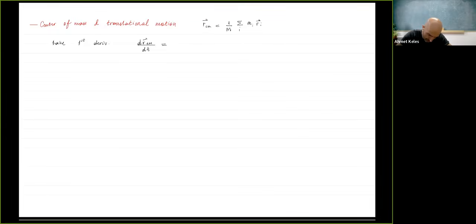Let's put M on this side because I don't want to write it there. M times d r center of mass is equal to the sum over all i. I'll act the derivative on each term in this sum, like a plus b plus c. I'm going to act the derivative on each term separately. I'm assuming the mass is constant, so it's going to be equal to m_i times d r_i dt.